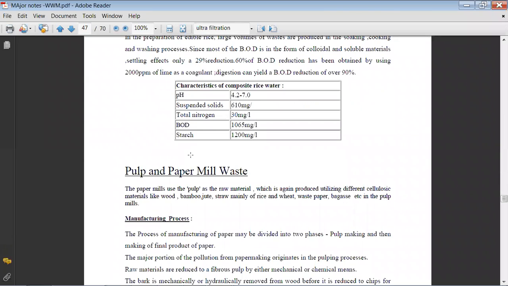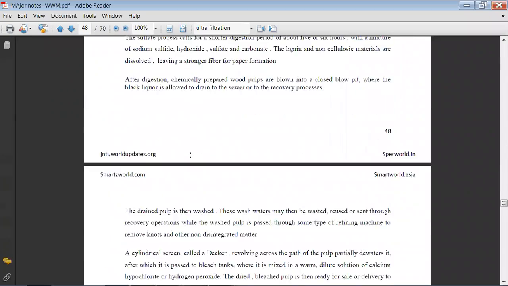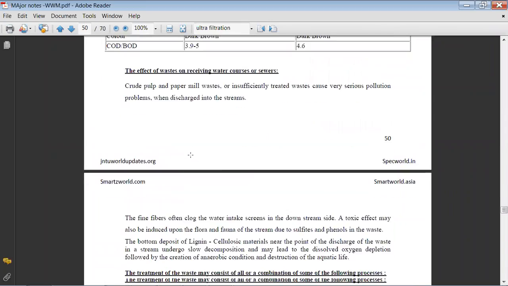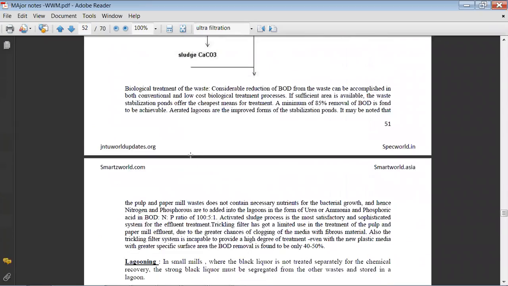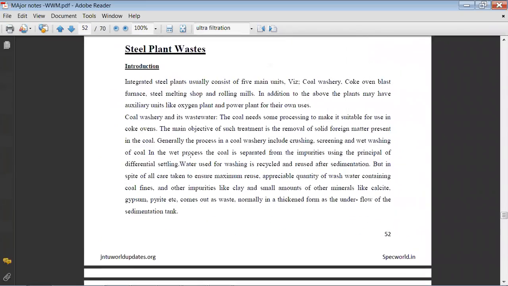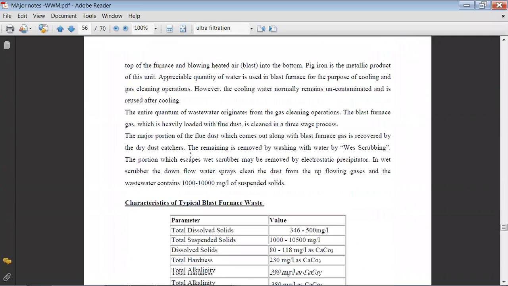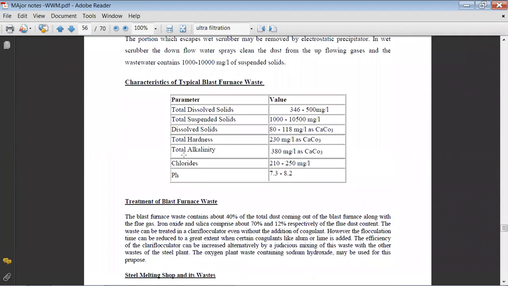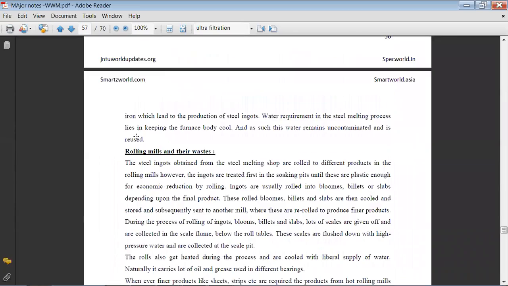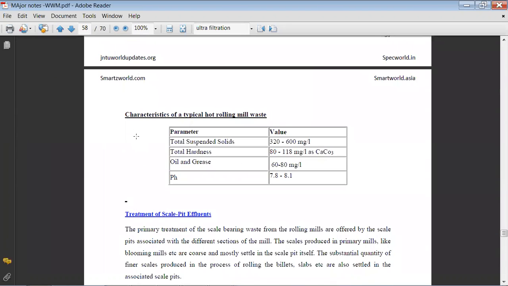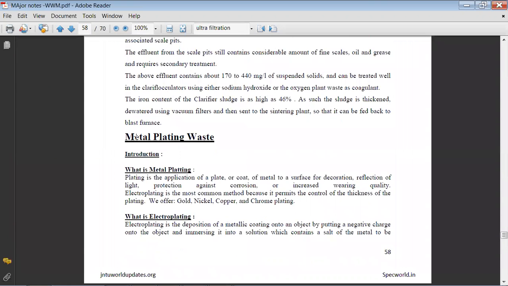పల్ప్ అండ్ పేపర్ మిల్ వేస్ట్. సో ఇవన్నీ మనం యూనిట్ 5-6లో డిస్కస్ చేసుకున్నాం. రైట్? స్టీల్ ప్లాంట్ వేస్ట్. So in that steel plant as well, you have dissolved oxygen, suspended solids, dissolved solids, hardness, pH value. So everything you are having. You can easily score the marks. You can easily pass the subject. Right? Next, metal plating waste.